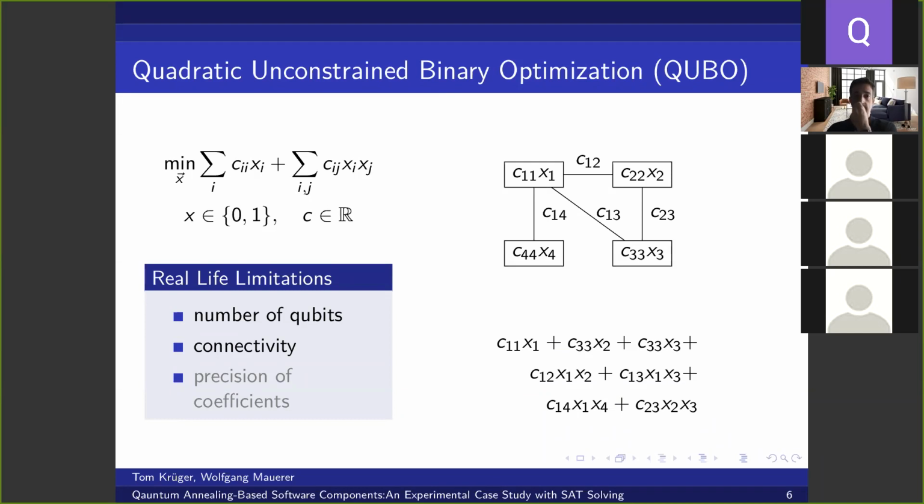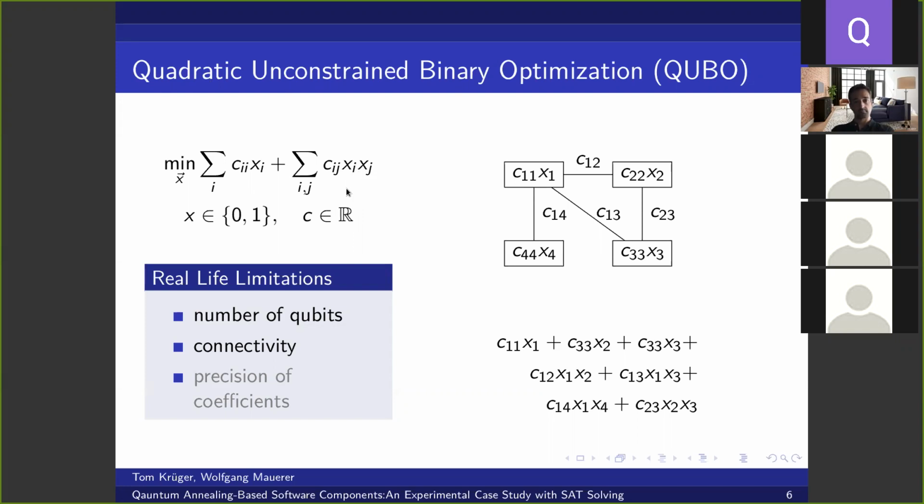It's the problem of quadratic unconstrained binary optimization, where we have a binary target function with binary variables x and real coefficients c, and we can connect two binary variables, which is where the term quadratic comes from. And we are interested in an assignment x, which minimizes this target function.